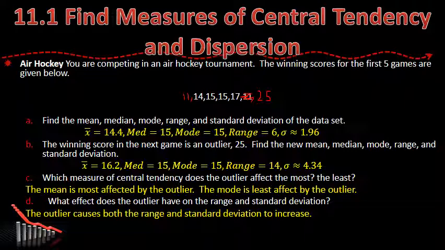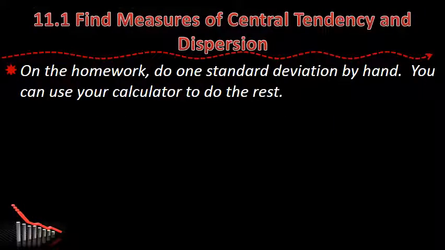So what effect did the outlier have on the range and standard deviation? Well, as you look and compare, they both changed significantly. So the outlier causes both the range and standard deviation to increase.